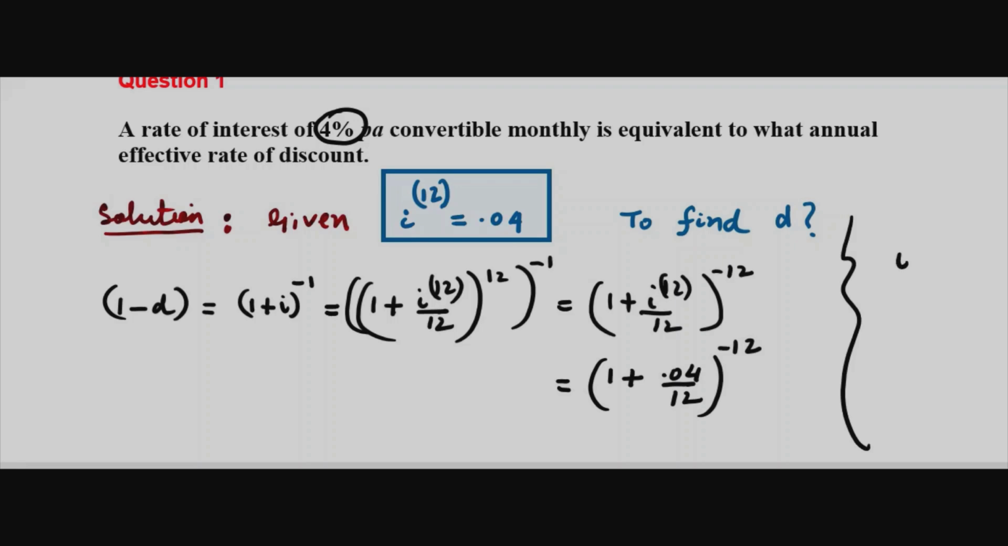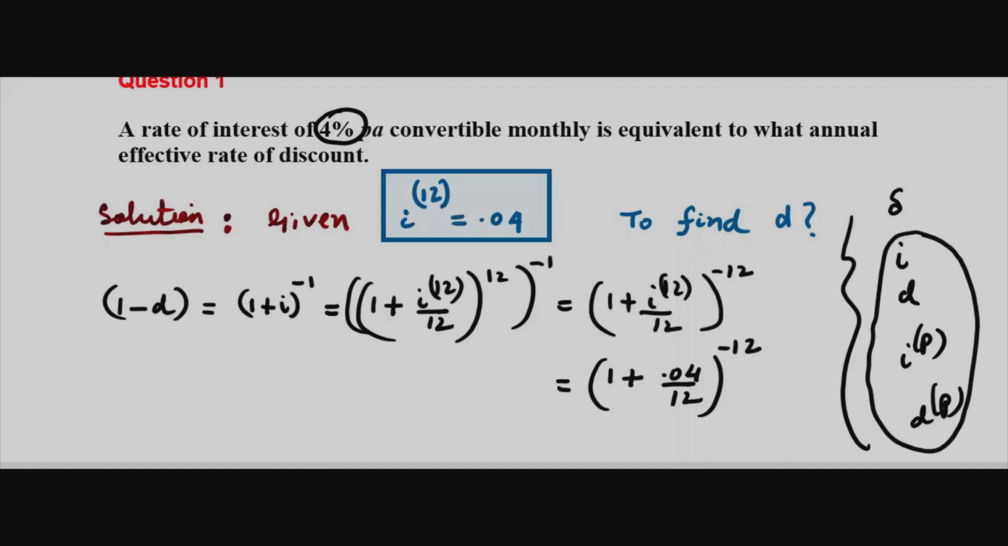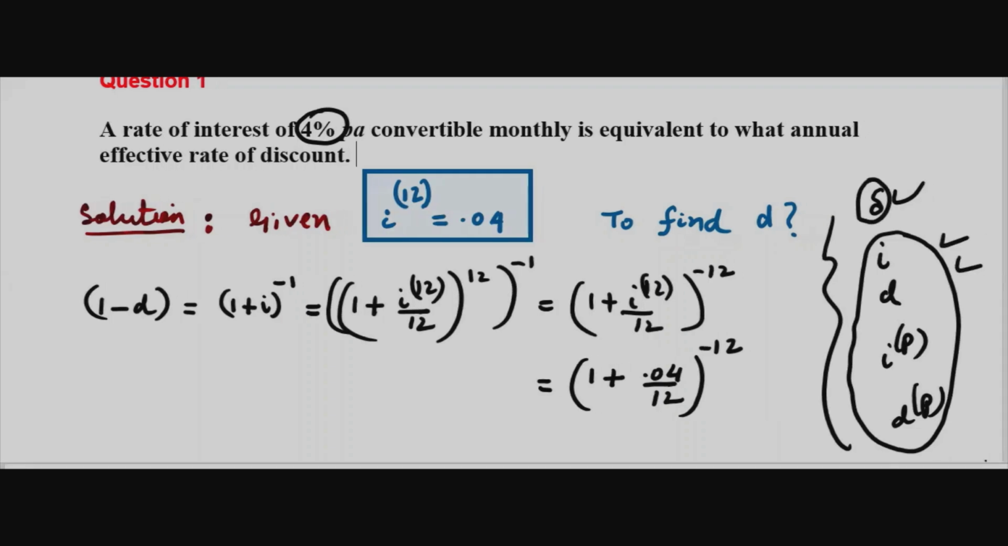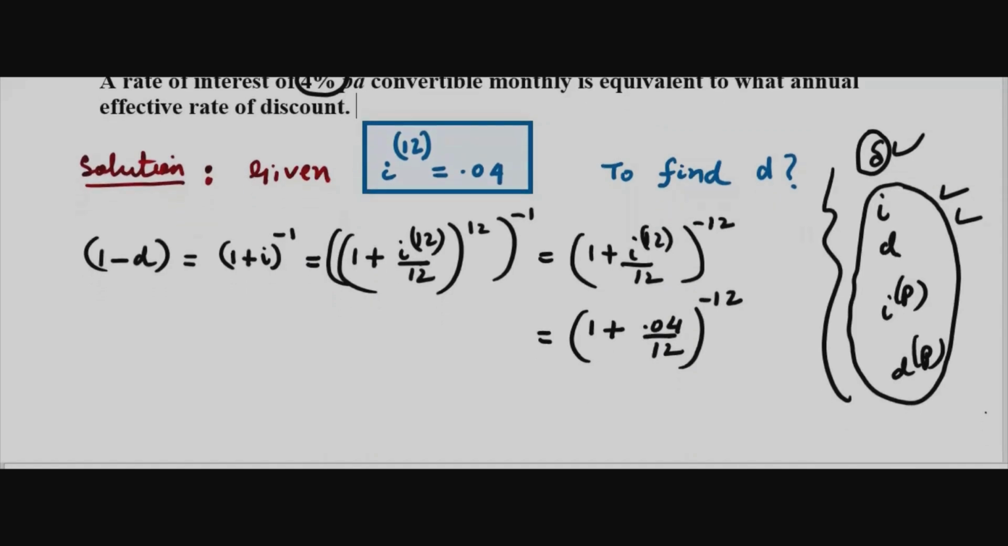These are the ones we need: I, D, IP, DP. When we talk about interest rate, these are the 5 things. We'll use these 4 mostly. Delta is called force of interest. That is where we need differentiation and integration a little bit, but that's not used in all chapters. These 4 are used in all chapters. Though easy, you must feel comfortable. Now put 4% here, use a scientific calculator and find the value, and you will get the answer: 3.91%.